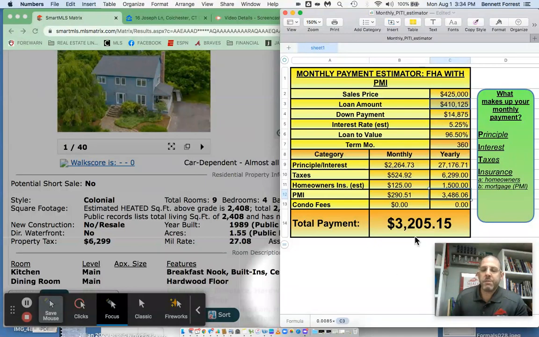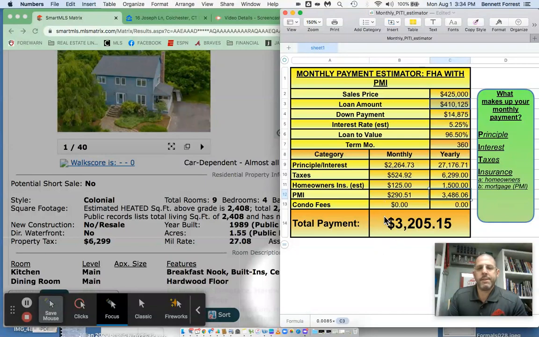And then the spreadsheet automatically calculated the PMI. Without getting into the weeds of how that's calculated, basically it's 0.85% of the loan amount per year, and then that's divided down. So the PMI based on 410,000 is $3,486 a year, which breaks down to $290 a month.